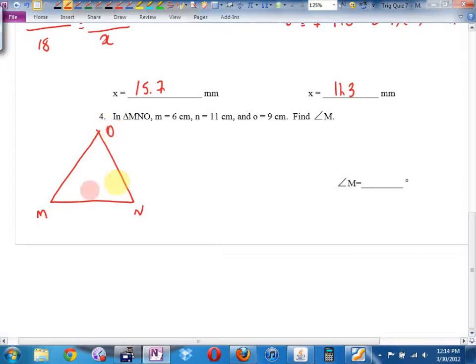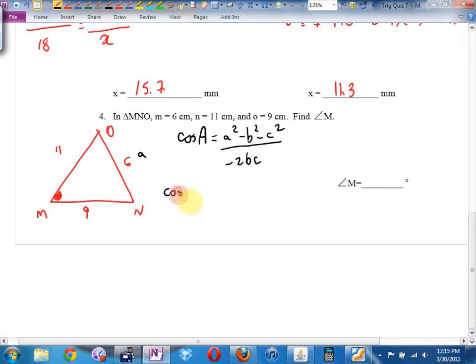Little m is 6. Little n is 11. Little o is 9. Find angle M. We said call that A. It's going to end up being cosine of big A equals A squared minus B squared minus C squared all over negative 2BC. I knew to use the cosine law because I don't have a pair anyway.